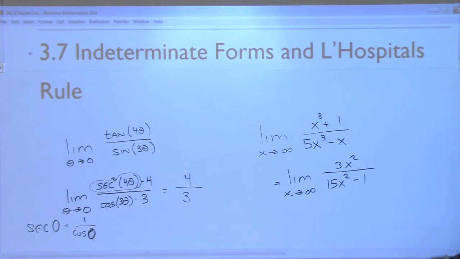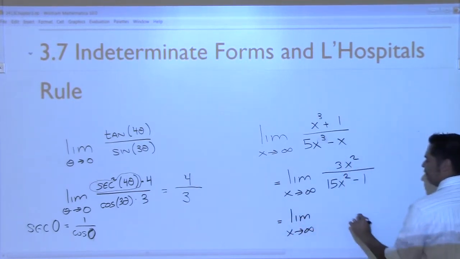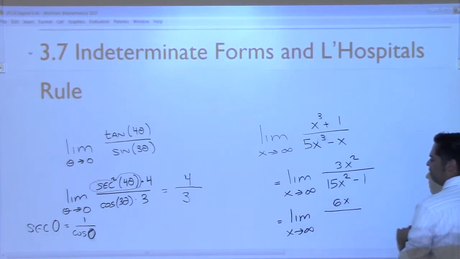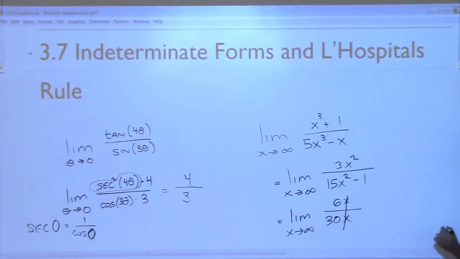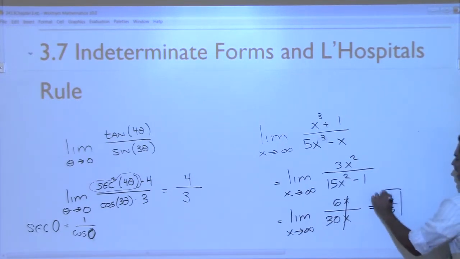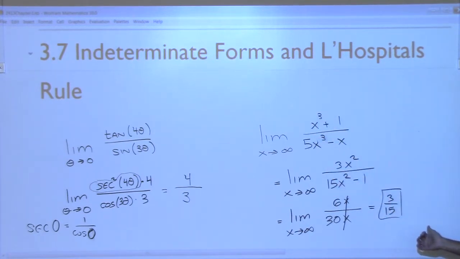Take derivative of top and bottom again. So what's the derivative of the top? 6x over the bottom? 30x, right? That's it? Look, the x's cancel this time. And what are you left with? 6 over 30, which is really 3/15. That is the limit. If you did what we did in the past, you would get this answer. What I'm telling you is that there's a new way to do limits. And you just take derivative of top and bottom and then do that answer.